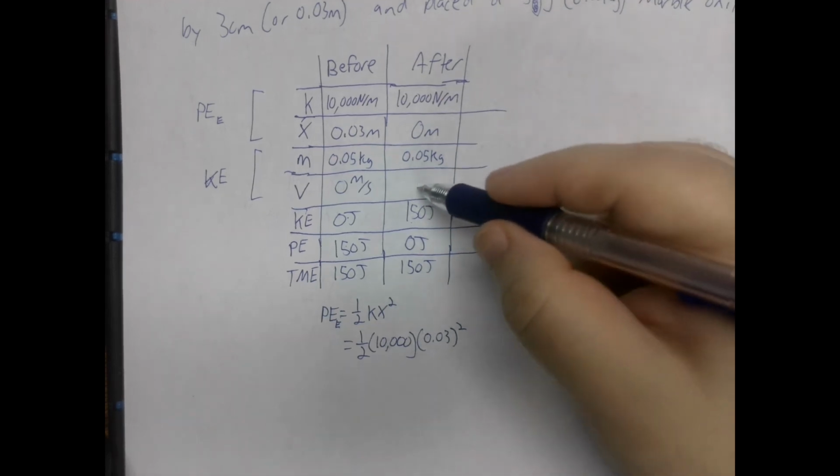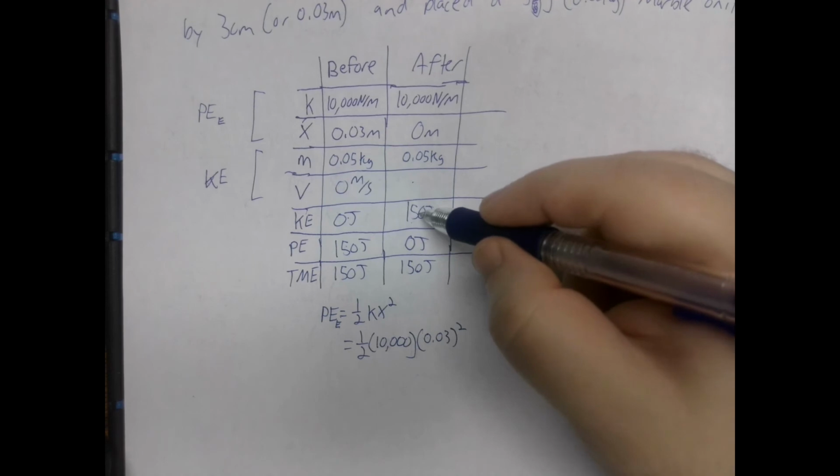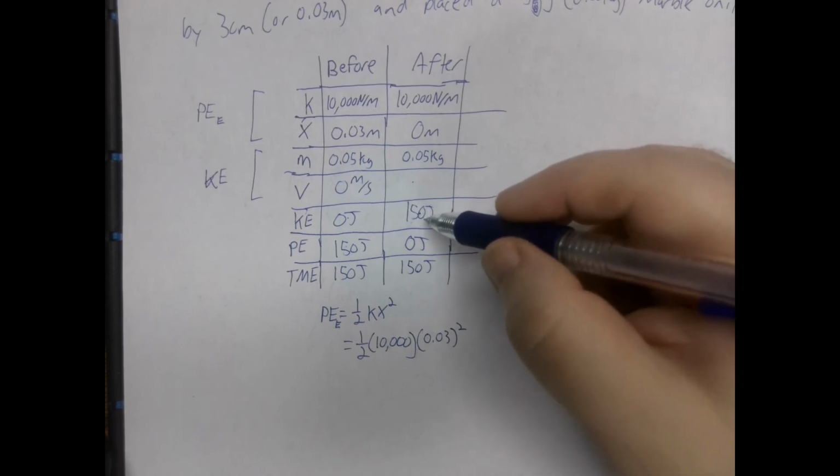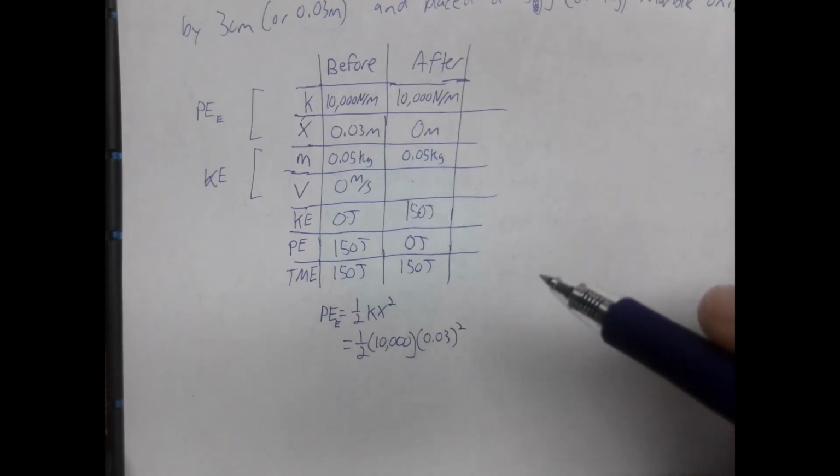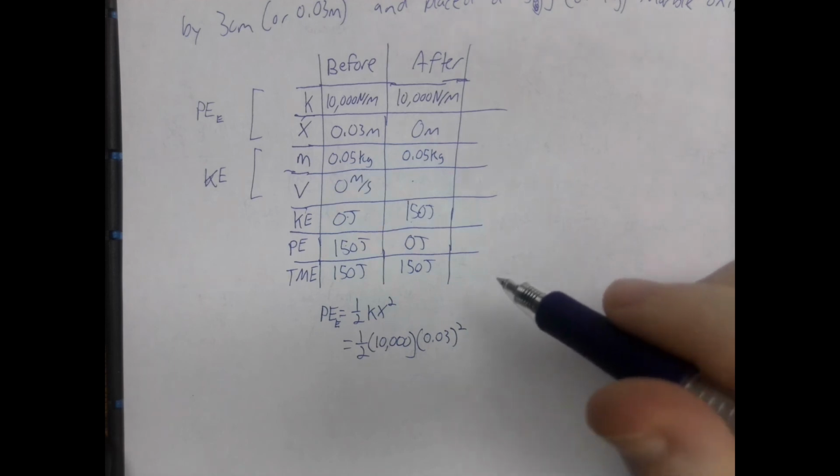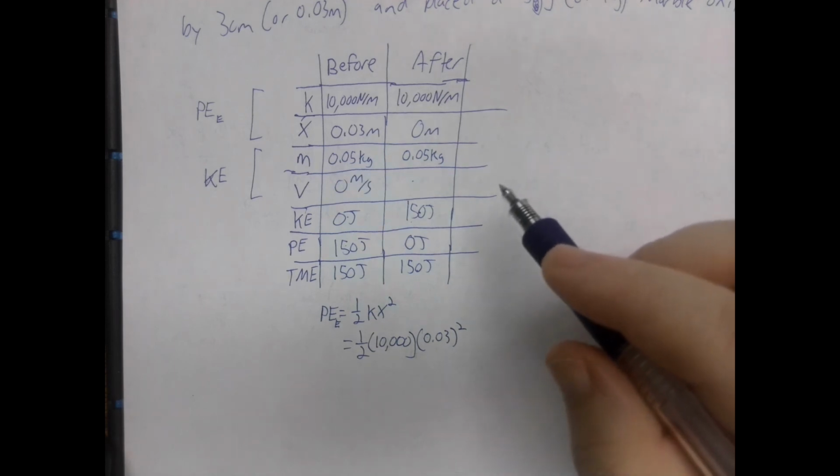So then, how do we get velocity from kinetic energy? That's really all you need to know. What was the total potential energy, and is it being converted all into kinetic?